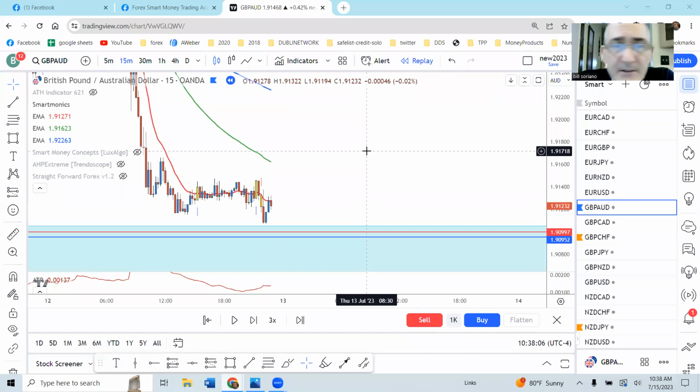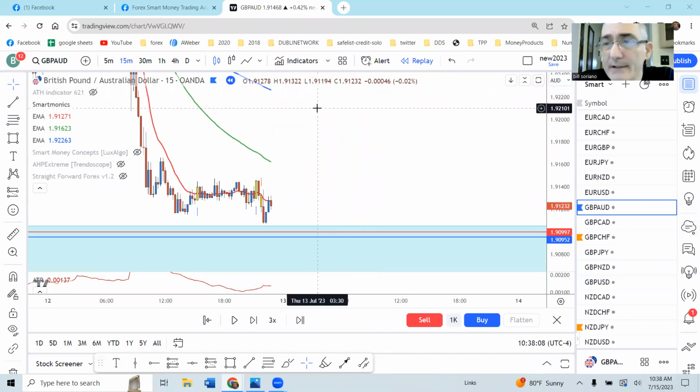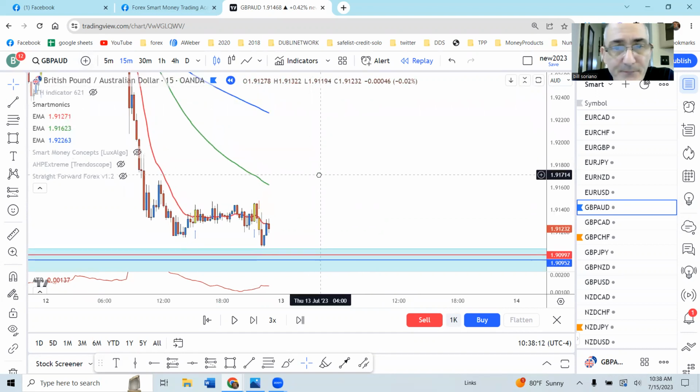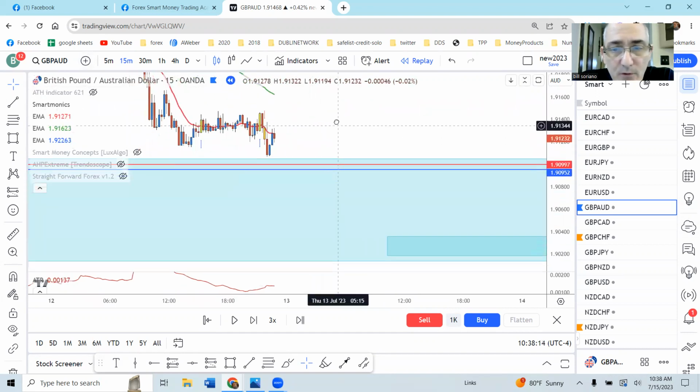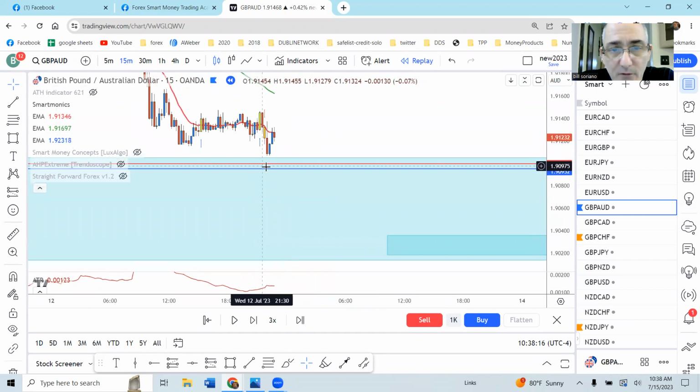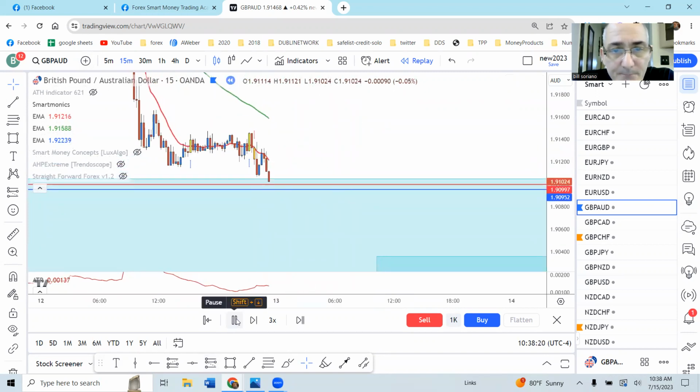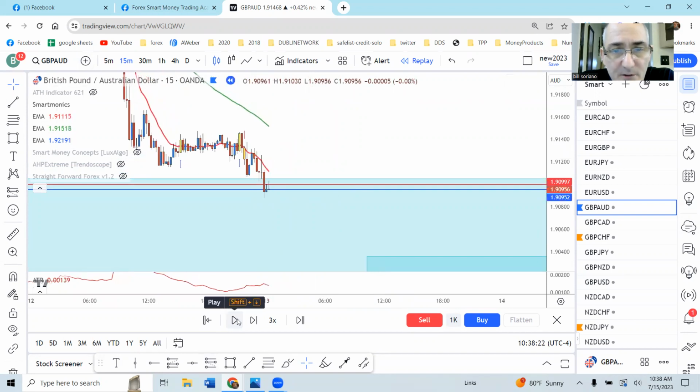So the last pair I'm going to show you here is the one that did not execute. So this trade didn't execute. This was in GBPAUD. So you can see here we have our 4-hour order block identified. We have our point of interest, which is that blue line there. And you can see what happens there. Right there, we hit our point of interest.